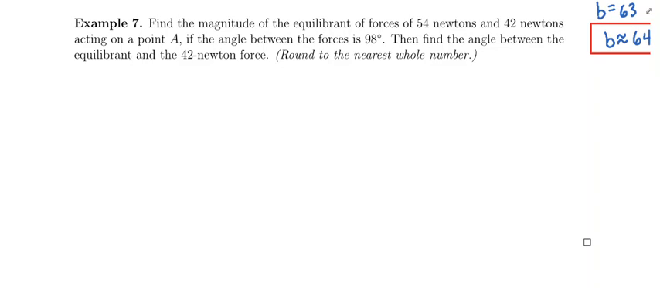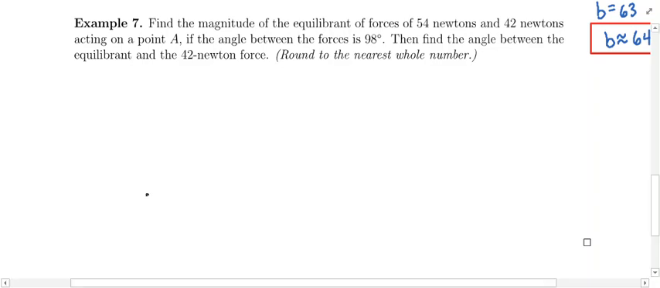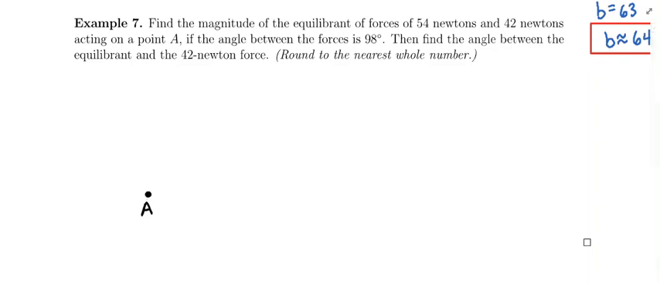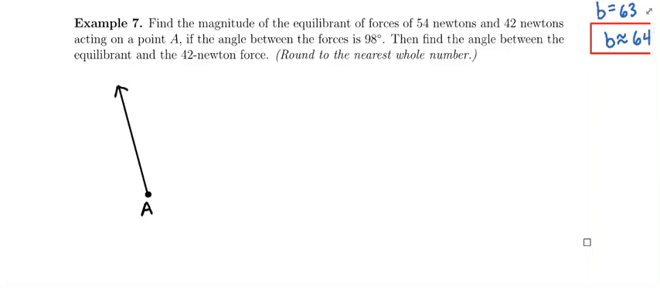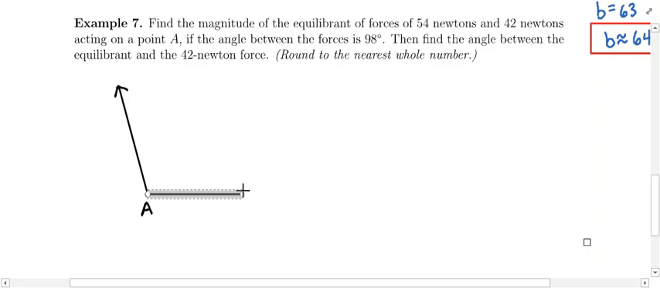All right, let's start by drawing this out. So we have a point A, and point A is being acted upon by two forces that are separated by 98 degrees. So I'm going to draw a 98-degree angle here, or approximately a 98-degree angle. So this is going to be one of the forces, and this is going to be the other force. Let's say this is the 54 Newton force and this one is the 42 Newton force.